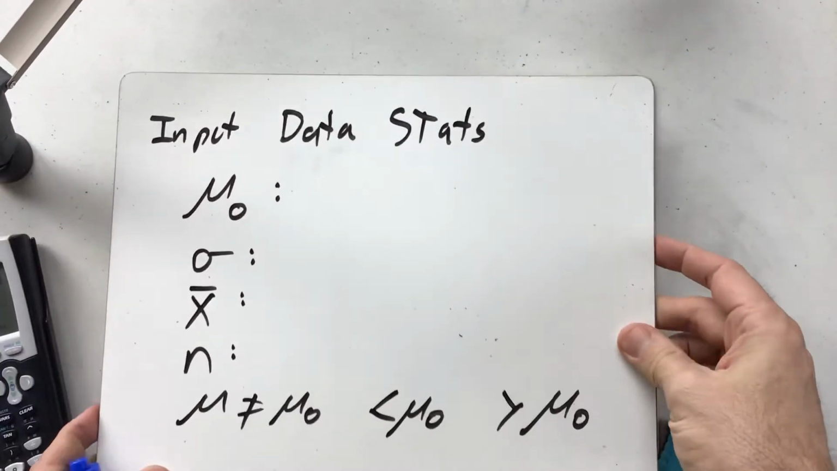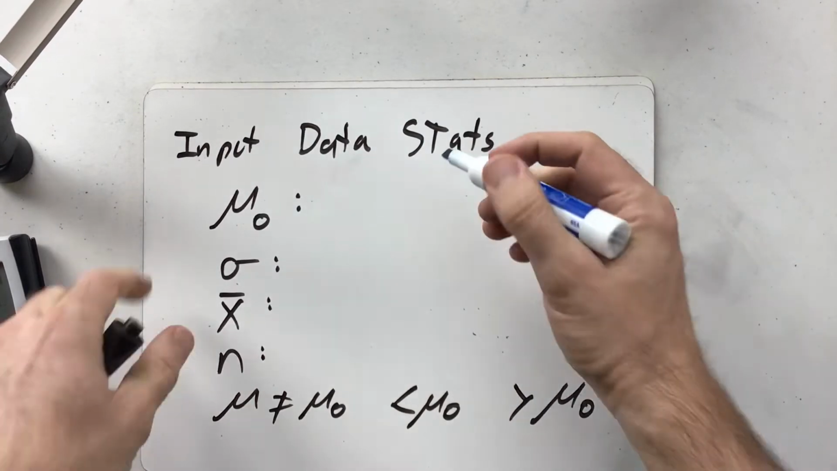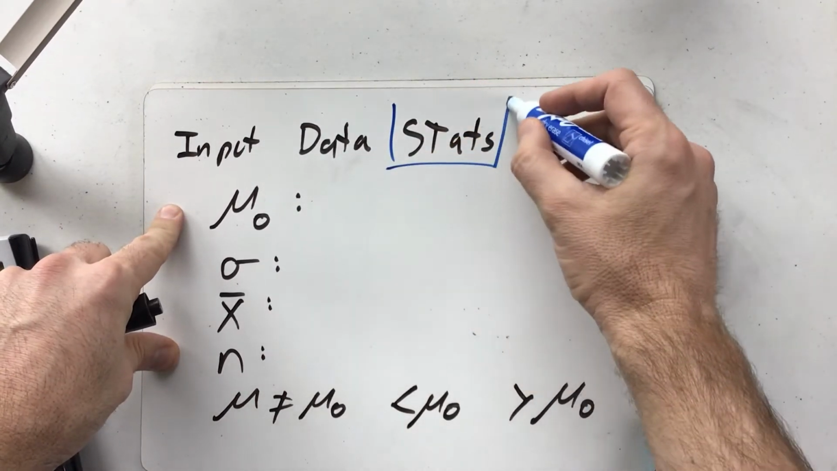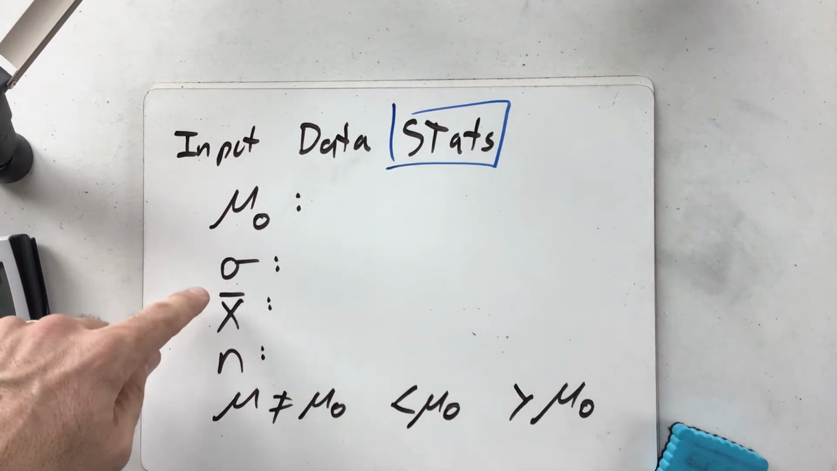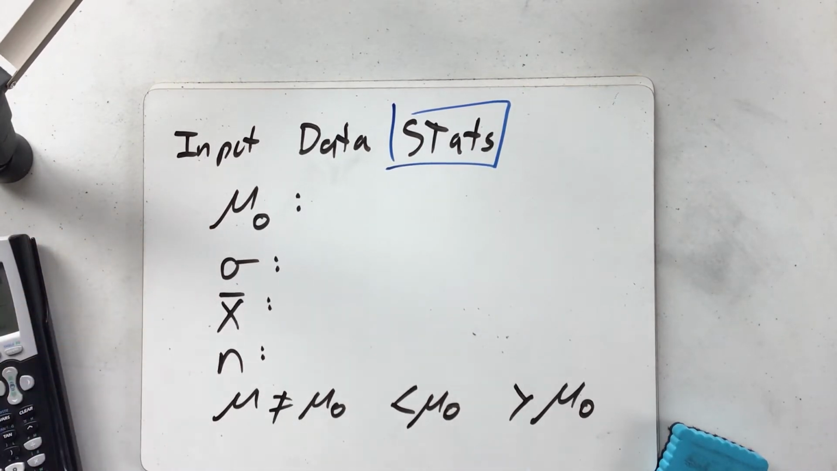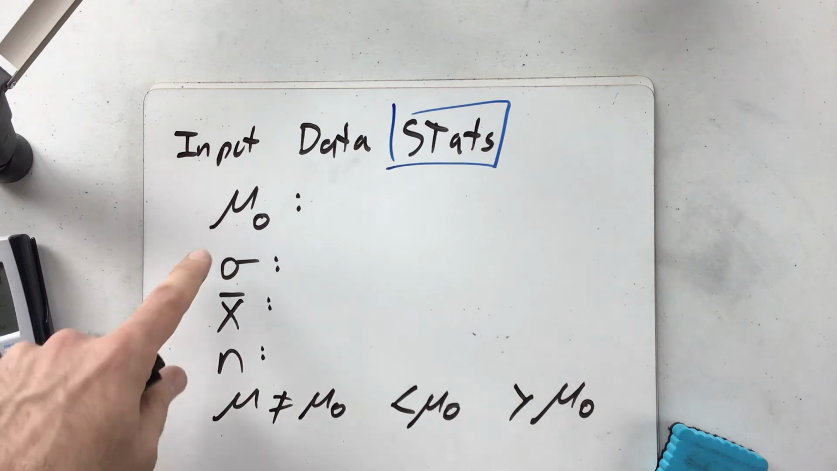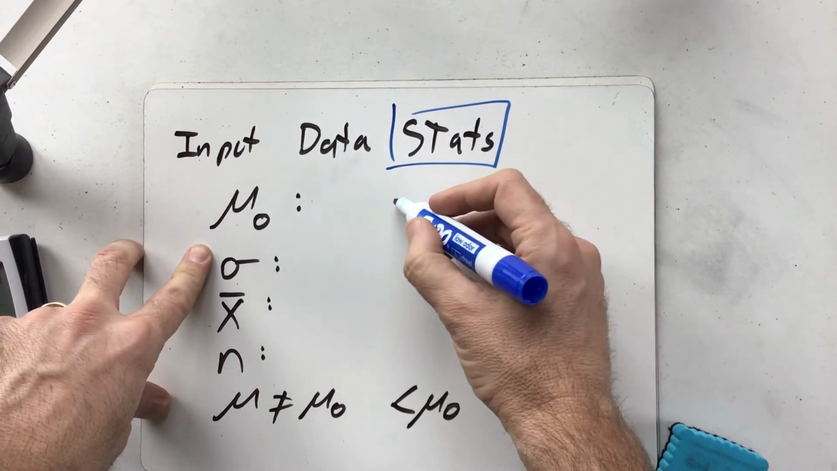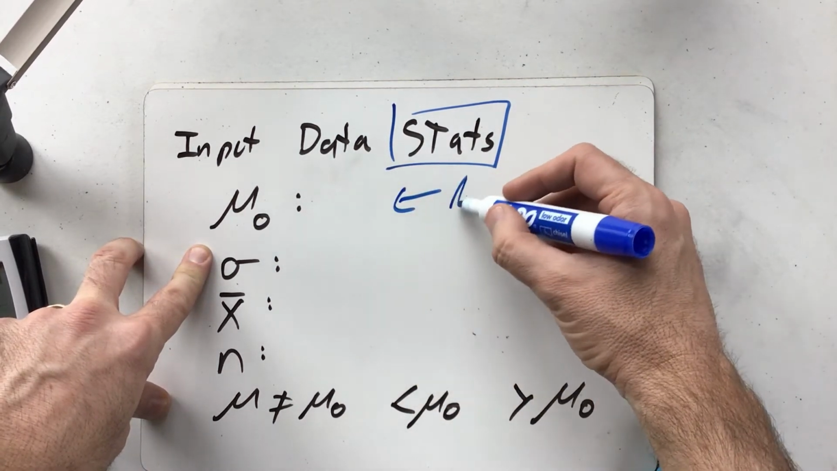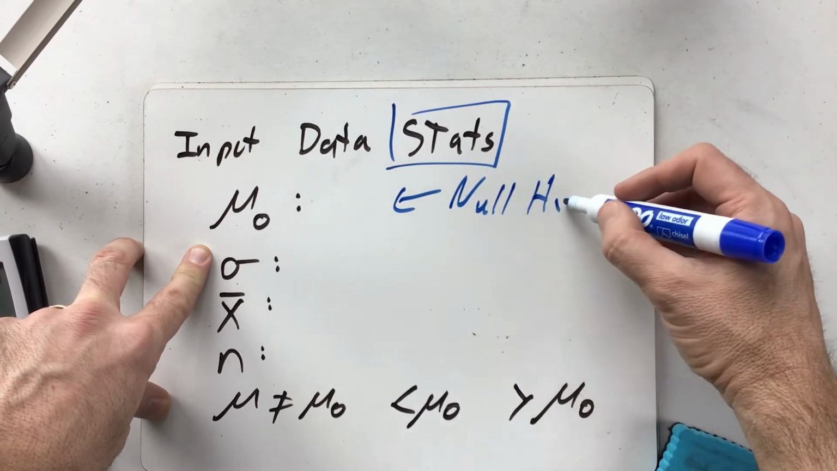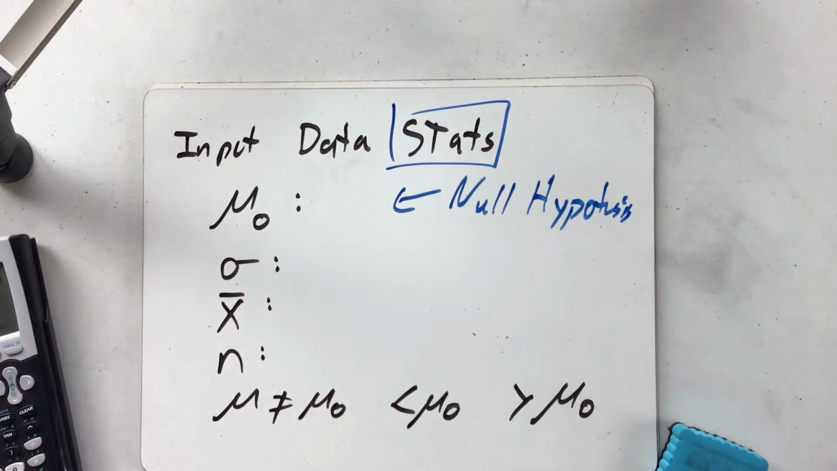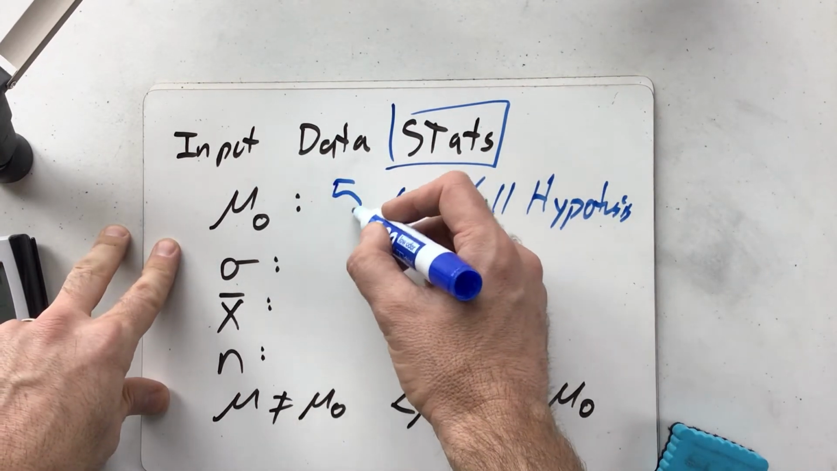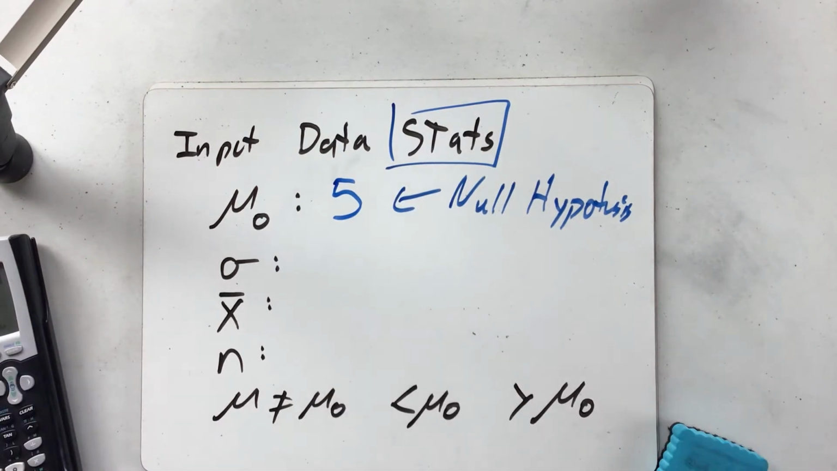And so what we've got here is we're going to choose the stats option, and the reason why we're going to choose the stats option is because the problem tells us what sigma, x bar, and mu, and all those are. Okay, so as we're doing this, what is mu naught? The mu naught is from your null hypothesis. So what is our null hypothesis for this problem? Our null hypothesis was that the number of cars sold was equal to 5. So we're going to put 5 in for mu naught.